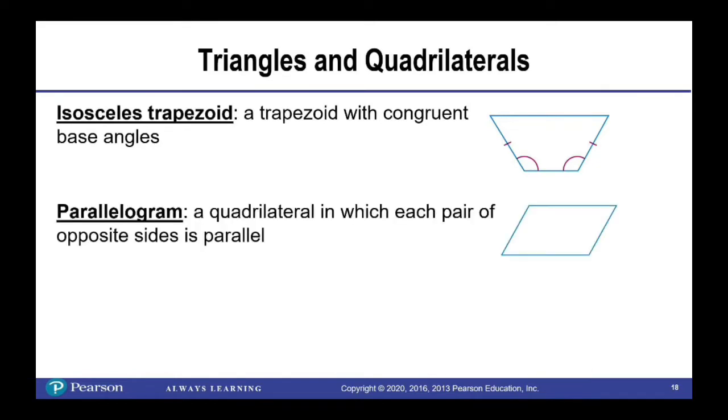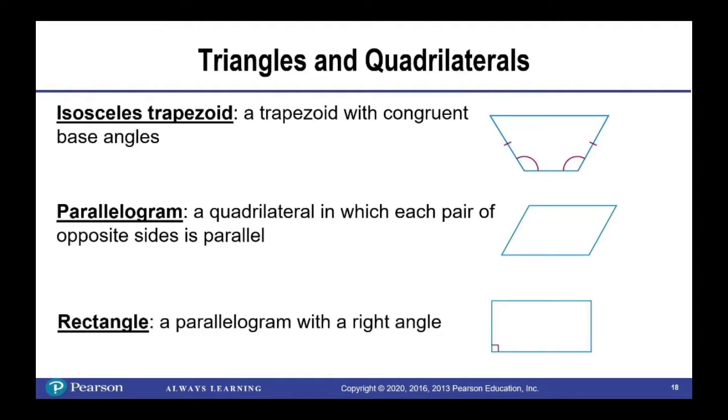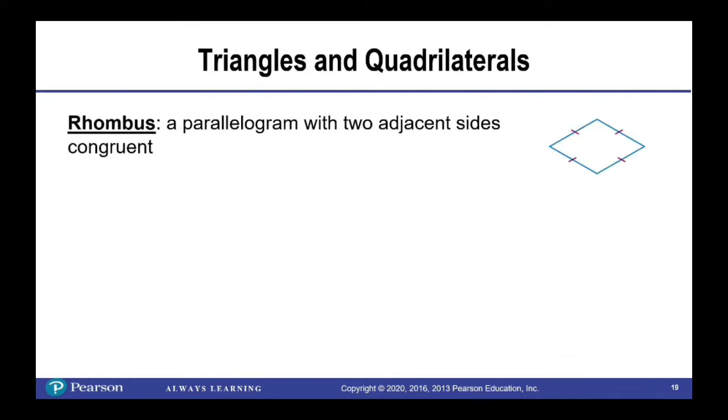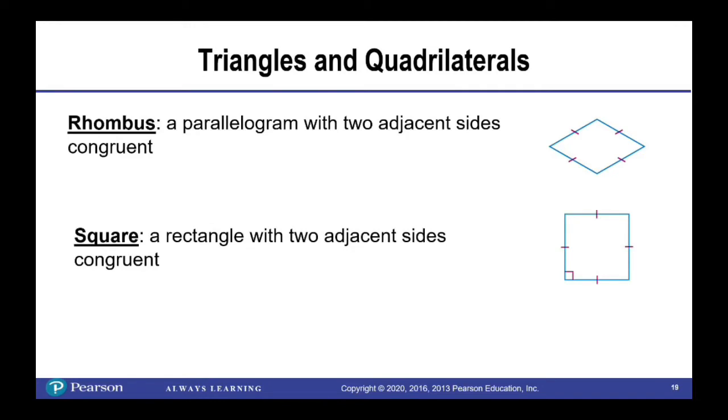In a parallelogram, opposite sides are parallel. A rectangle is a special type of parallelogram that has right angles. All four angles in a rectangle are right angles. A rhombus is a parallelogram in which all four sides are congruent. A square is a rectangle that has all four sides congruent. All squares are rectangles, but not all rectangles are squares. Also, all squares are rhombi, but not all rhombi are squares.